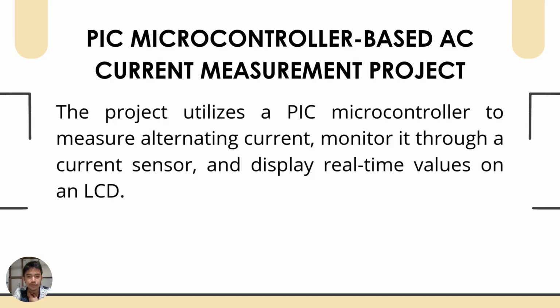At the heart of this project is the PIC 16F877A microcontroller. It is connected to a current sensor, technically a current transformer, which detects how much current is flowing through a wire. This transformer generates an analog signal to represent the current. The microcontroller reads this analog signal using the built-in analog to digital converter, or ADC, which converts the continuous analog voltage into digital data that can be processed by the microcontroller.